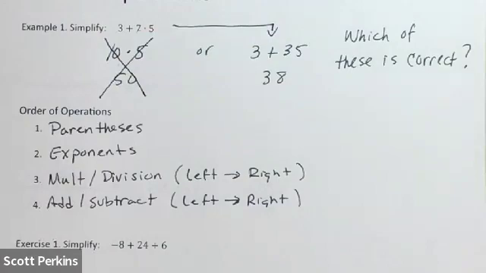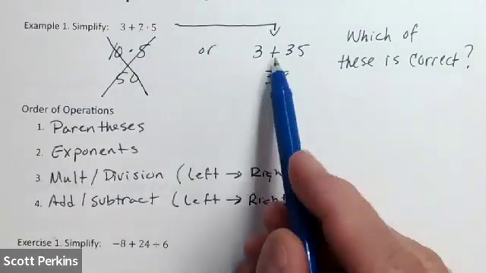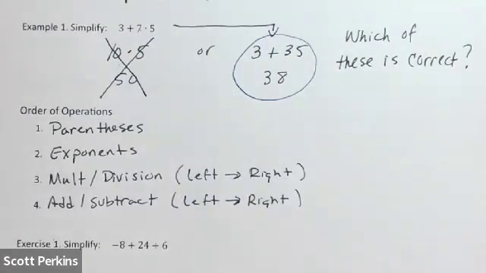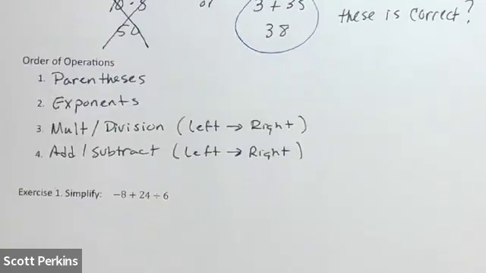And then you mop up the rest of it. And so that's why 3 plus 35 equals 38 is the appropriate answer. So all we're going to do for the rest of our time in this section is practice, so that order of operations, if you're not already familiar with it, just becomes kind of second nature to you.